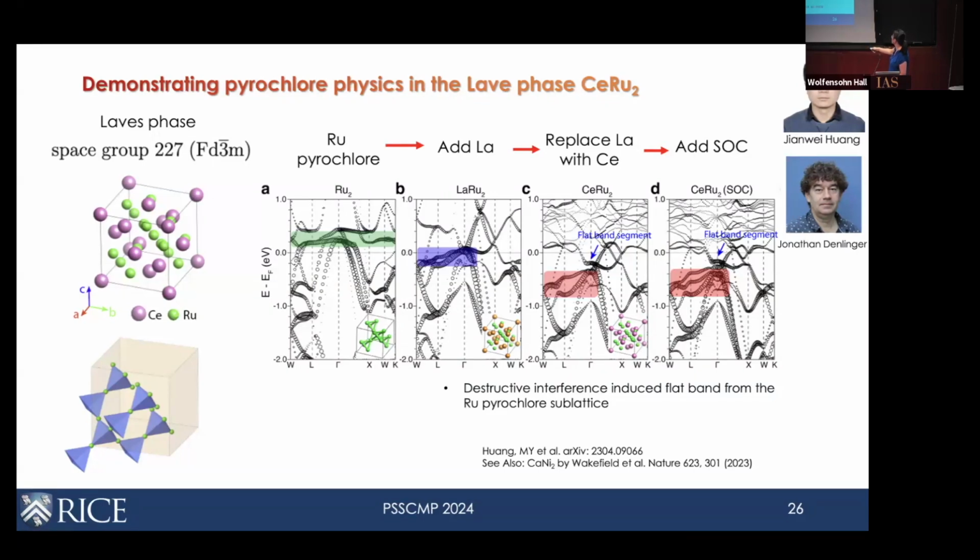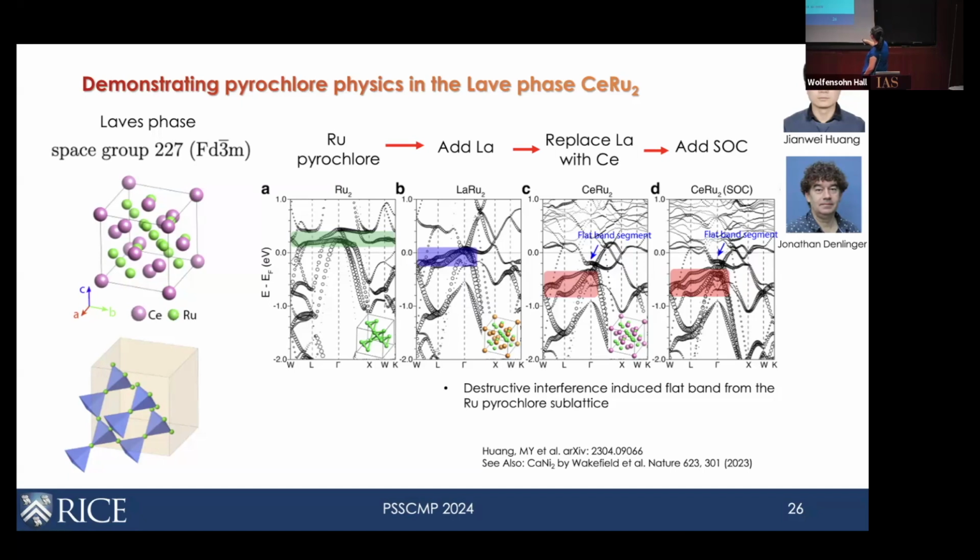And we can slowly approach back to CeRu2 and see where these things evolve. So the next step is we added in lanthanum in place of cerium because they have no F electrons, right? So then you can see that these are the bands which are evolving from the original flat bands of the pyrochlore lattice.